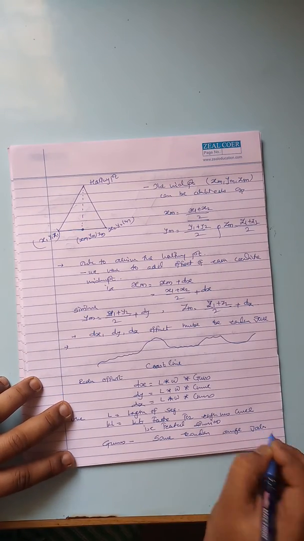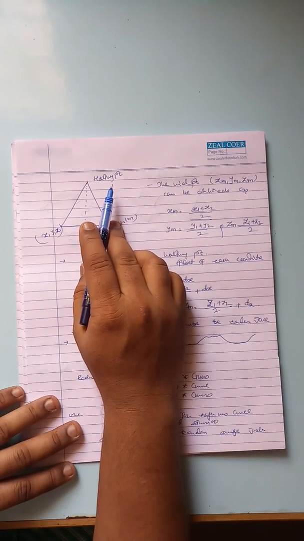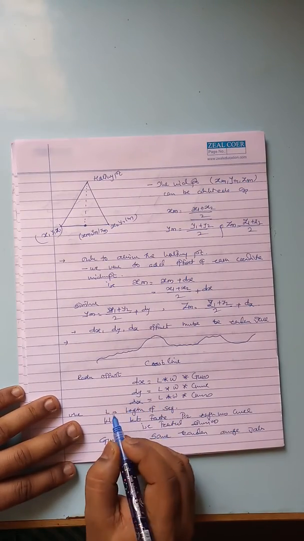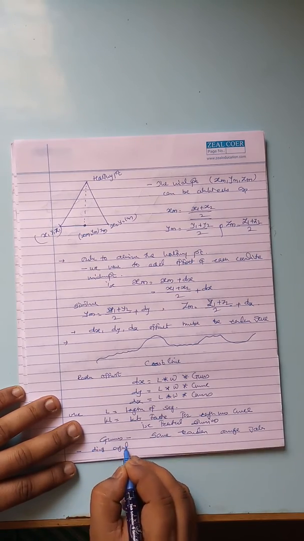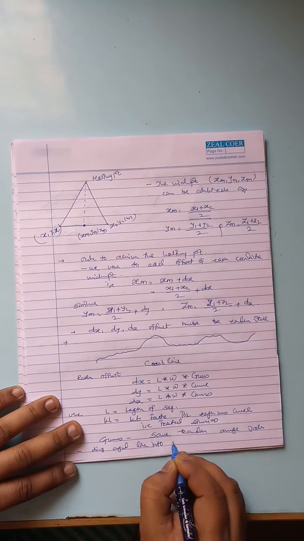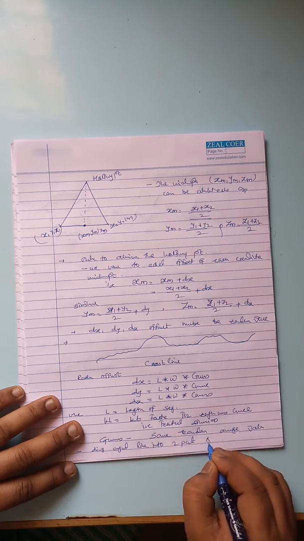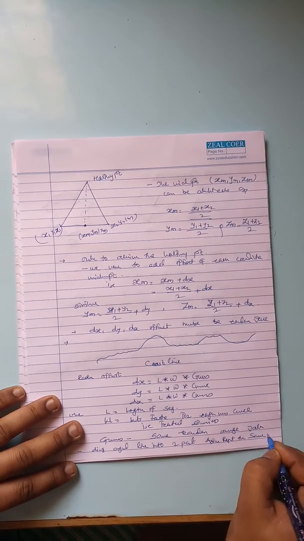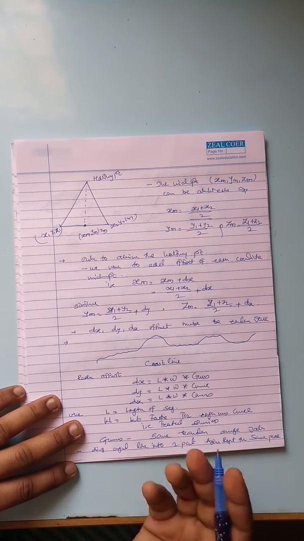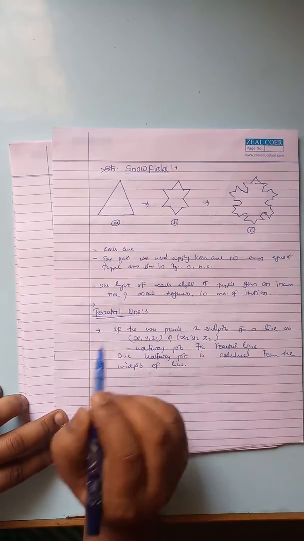So this halfway point divides the original line into two parts, and we again repeat the same process for each part separately. So this is the fractal line concept. Thank you.